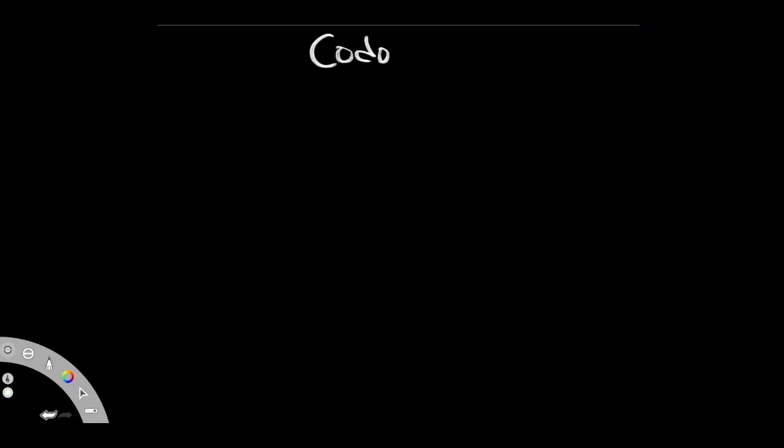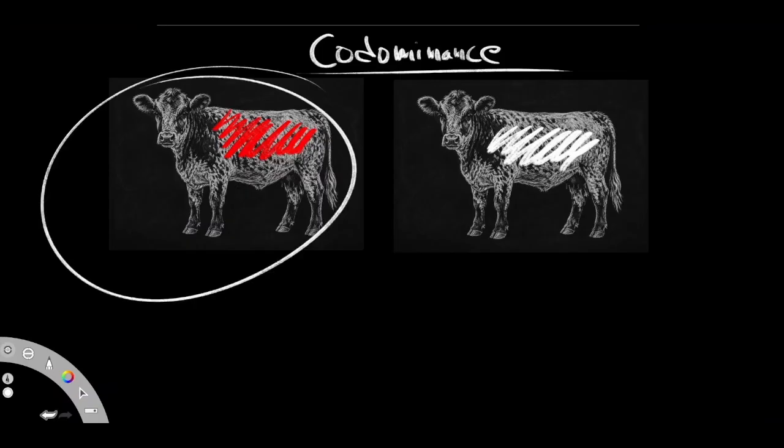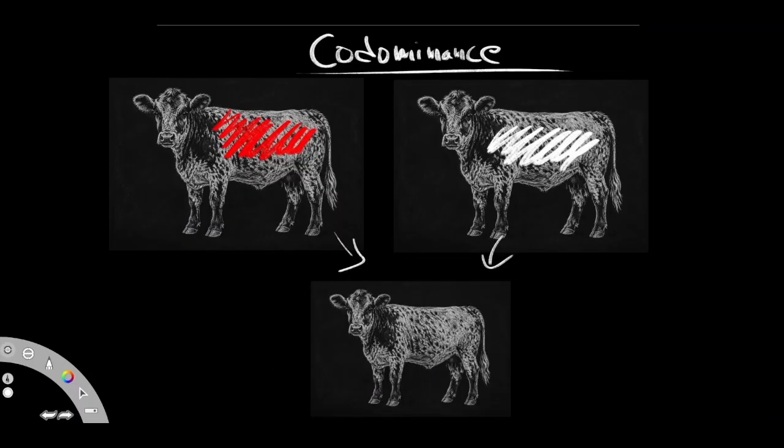Let's jump into codominance now. What are you going to get when you cross a red bull, the male version, with a white cow? What do you think is going to happen for the resulting calf? Remember, for codominance, you can completely see the red and you can completely see the white. You have to be able to see both. So you're going to see some white, some white, and some red, some red.